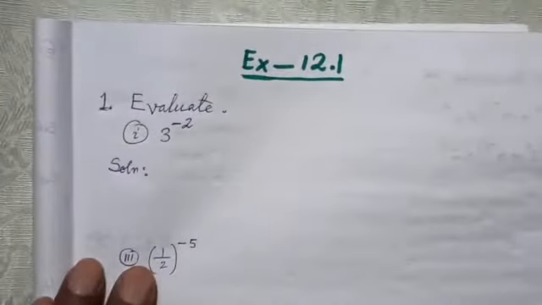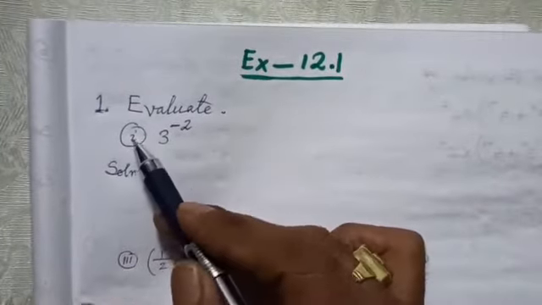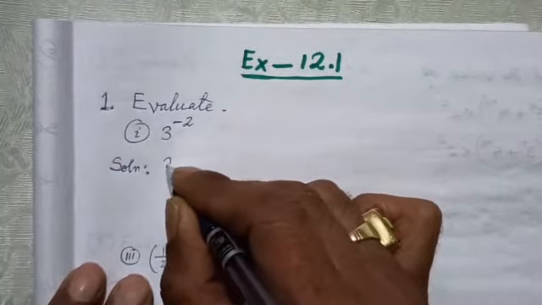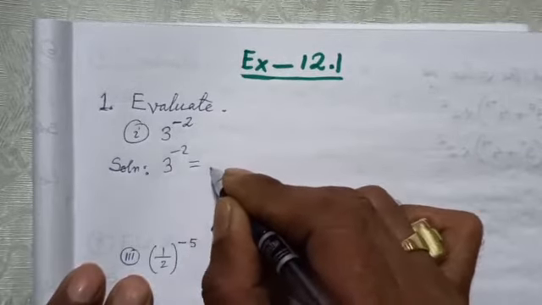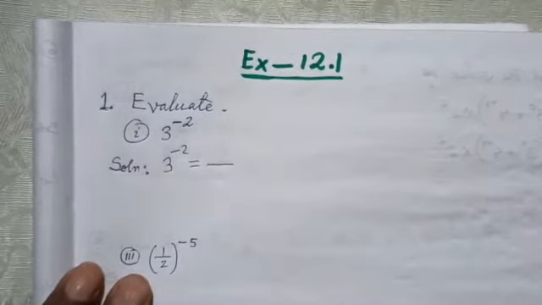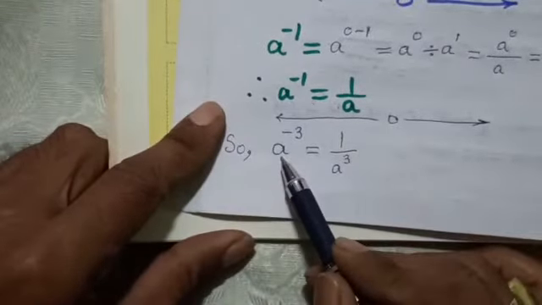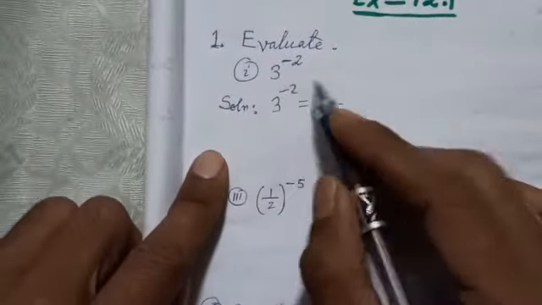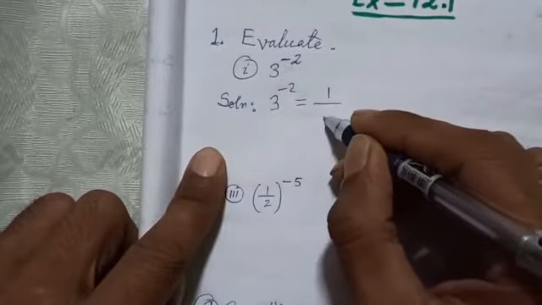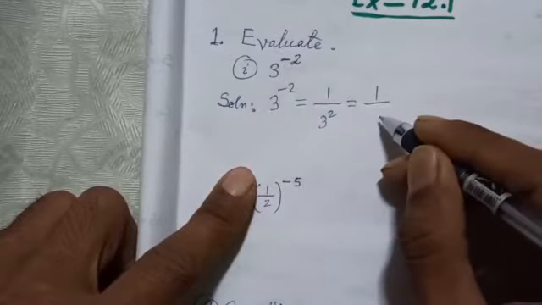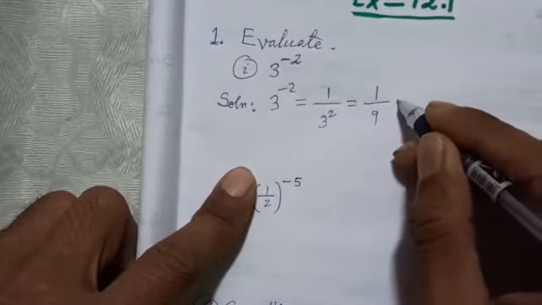Now let us start exercise 12.1. Question number 1, evaluate. Roman number 1, 3 to the power minus 2. Solution. 3 to the power minus 2 is equal to, according to this rule, a to the power minus 2 is equal to 1 by a square. We can write 3 to the power minus 2 as 1 by 3 square, which is 1 by 3 times 3, that is 1 by 9. So 1 by 9 is the answer.